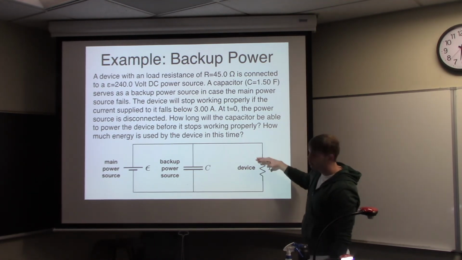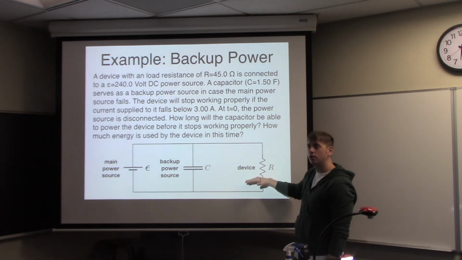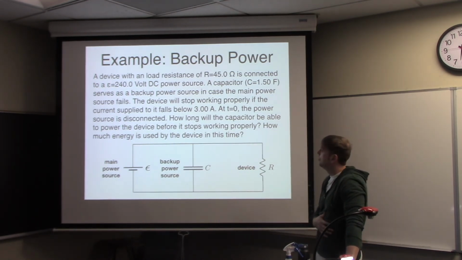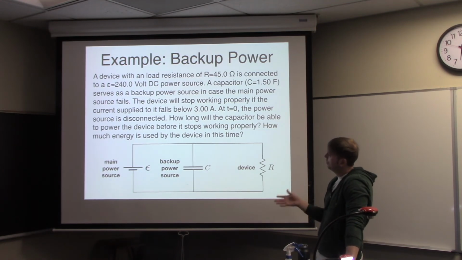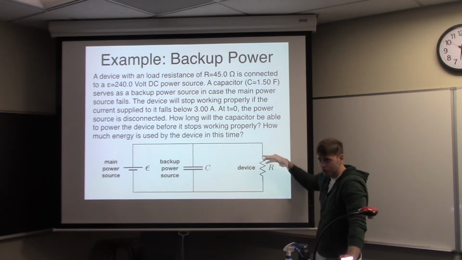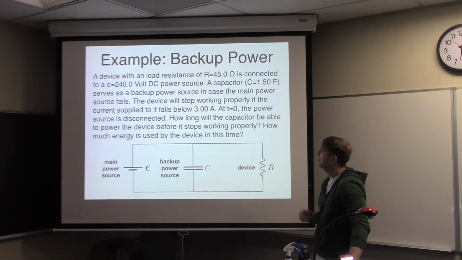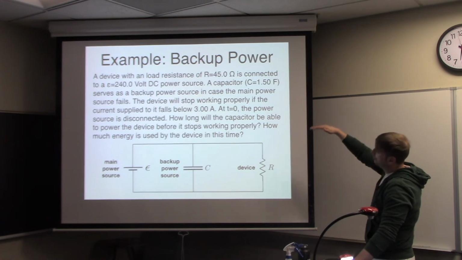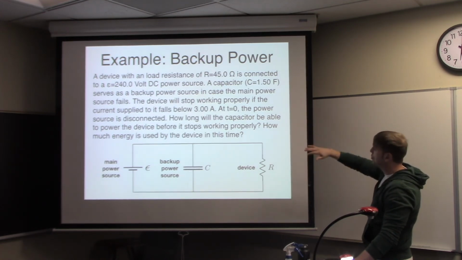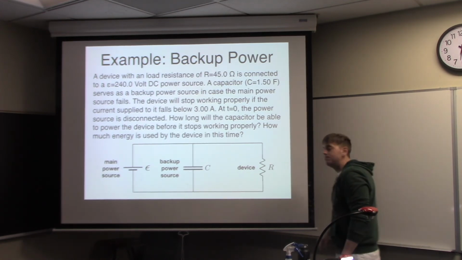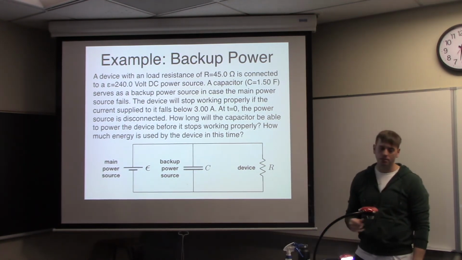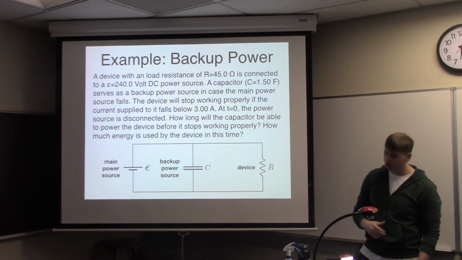But of course, the current gets smaller and smaller as time goes on. It's actually an exponentially decaying current, as we found previously. So it's only going to last so long as a backup source before the current gets below 3 amps. So the question is, how long is it going to take for the current to go below 3 amps and for the device to stop working correctly? And the second question here is, how much energy is used by the device in this time? Okay, so let's go through that.